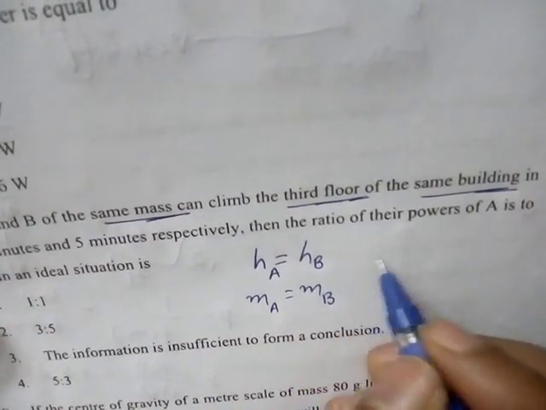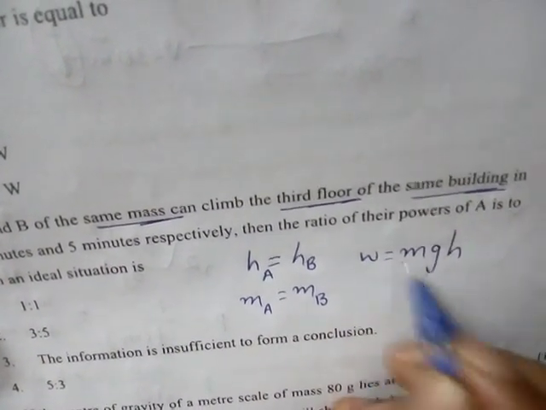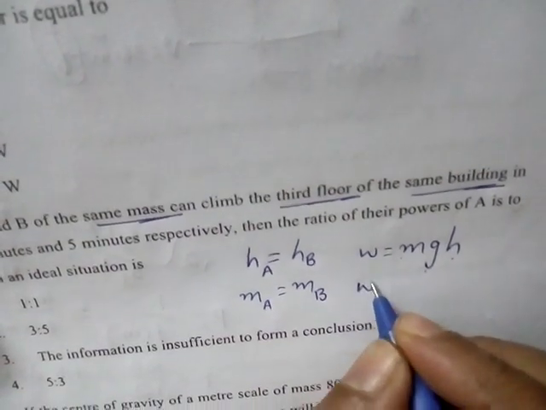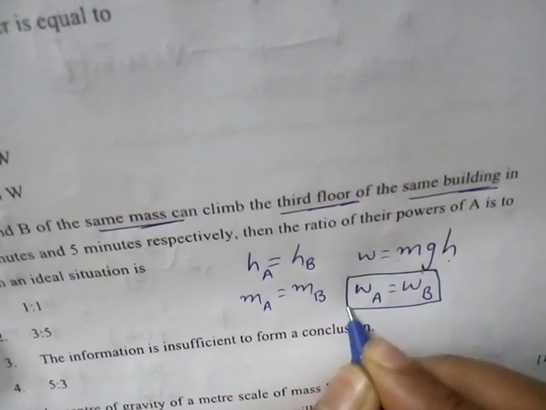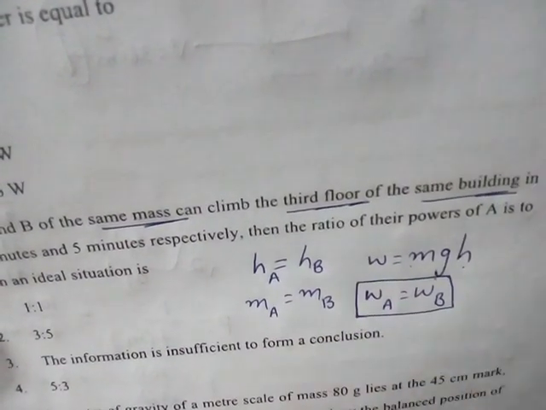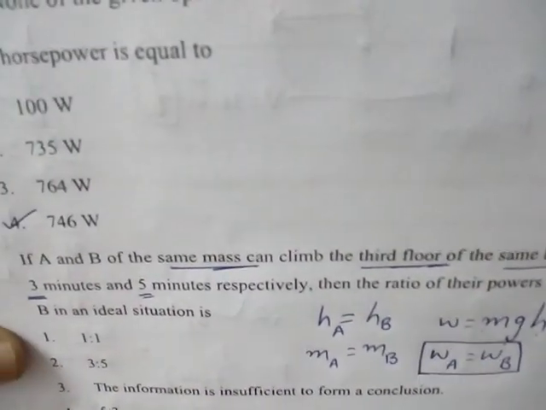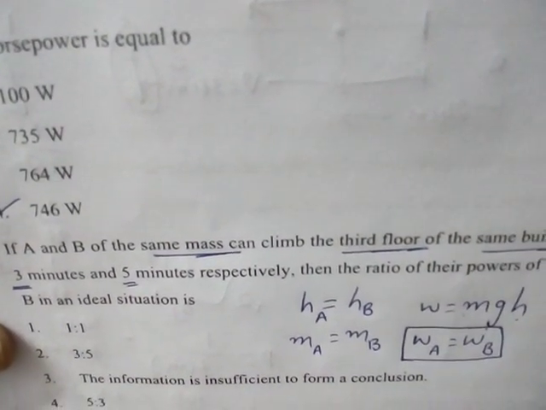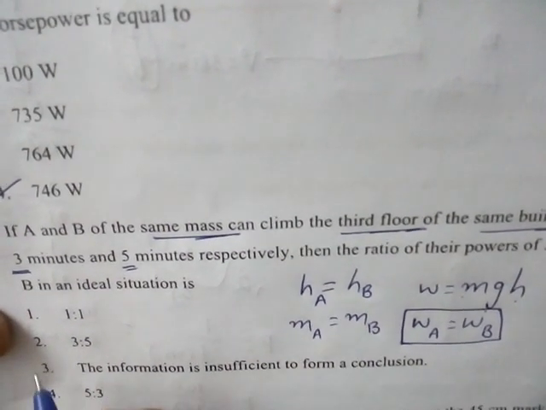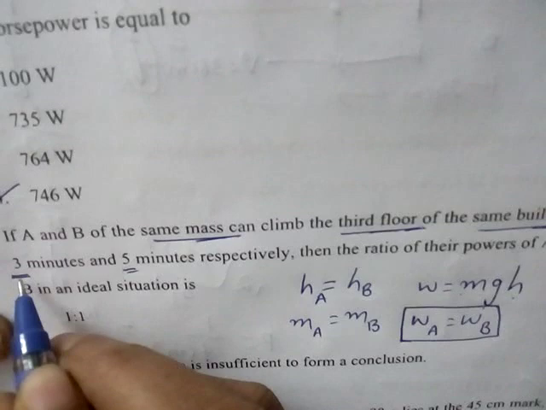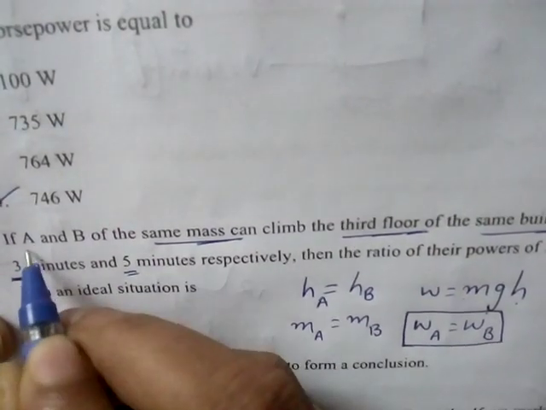You know, the work done is equal to mgh. G is anyhow constant, mass is same, height is same. Then WA will be equal to WB. When the work done is same for both of them, the power depends upon the time. So whoever takes less time has more power. So in this case, who has more power? The person who is doing work in 3 minutes has more power. So A has more power.